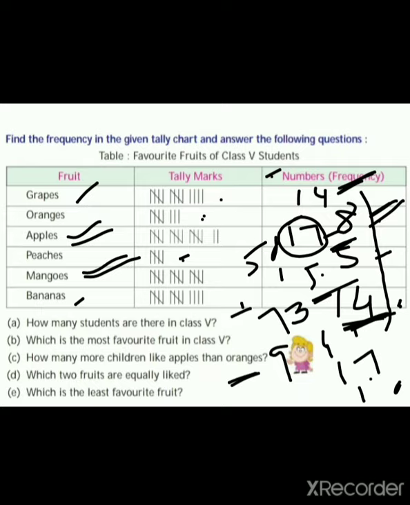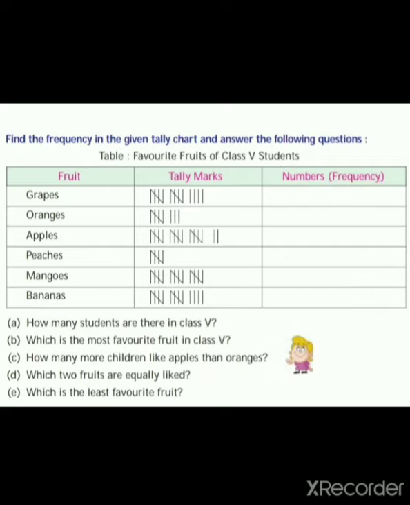Okay, so this was all about data handling, how we can answer the given questions by looking at the given picture. Okay, so this was a pictograph. In this, the fruits were liked by different students and we had to find the answers to the given questions. Okay, so this was all about data handling.